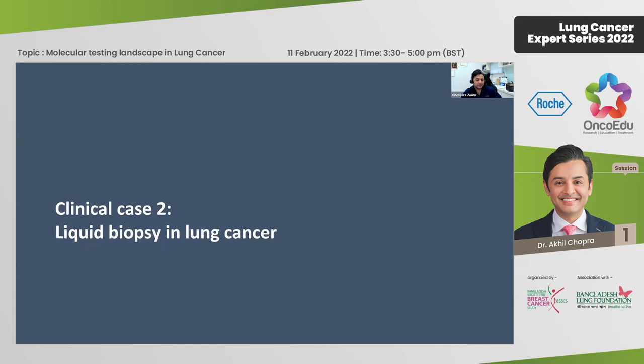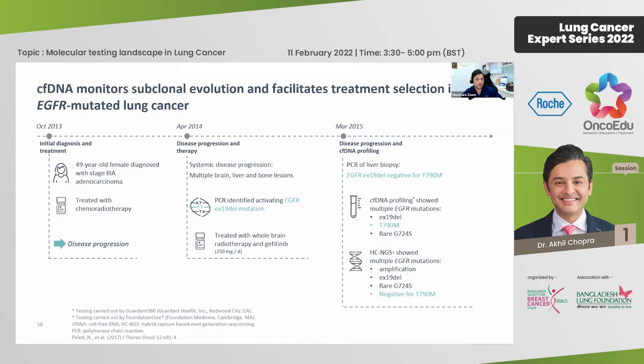The second case I have will detail the benefit of liquid biopsy. This is a 49-year-old female who in 2013 was diagnosed with stage 3 lung cancer and appropriately treated with chemotherapy and radiation therapy. Unfortunately, she had disease progression quite soon in multiple areas, including brain, liver, and bone lesions. We did a PCR-based liquid biopsy, which confirmed the presence of an exon 19 EGFR mutation. And due to the brain mets, we treated them with radiation and subsequently started gefitinib.